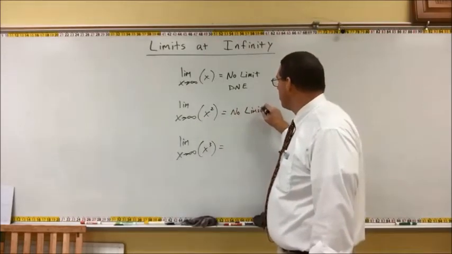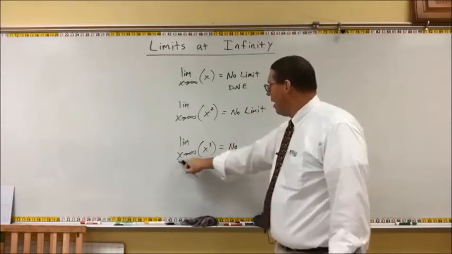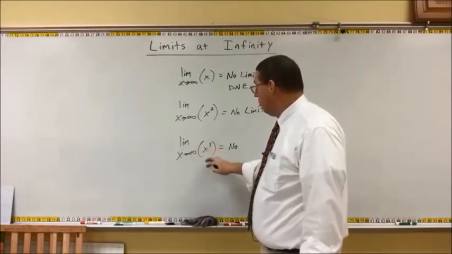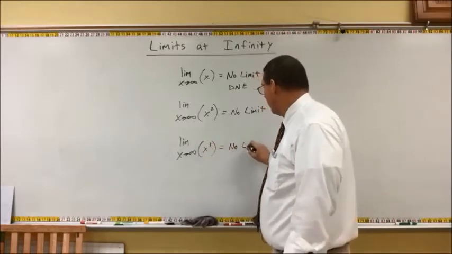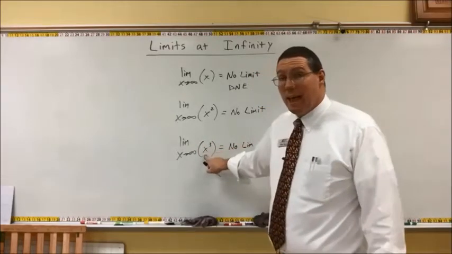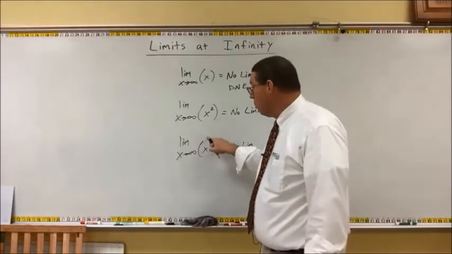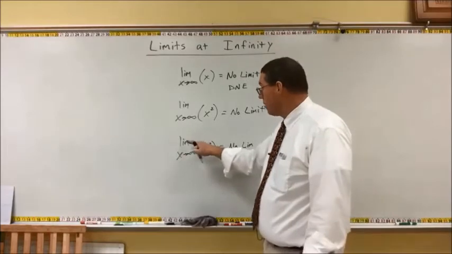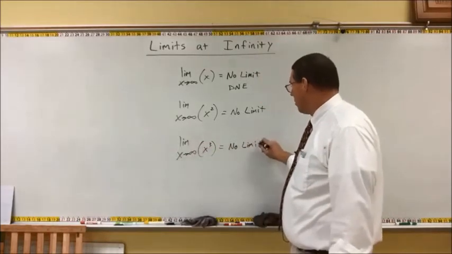Okay, so it doesn't matter what the power is. If x is approaching infinity, and it's just a polynomial function where it's x to some power, meaning x is not in the denominator. Remember, this is different than 1 over x to the third. The answer to that limit would be 0. This is just the limit of x to the third, and it's no limit.